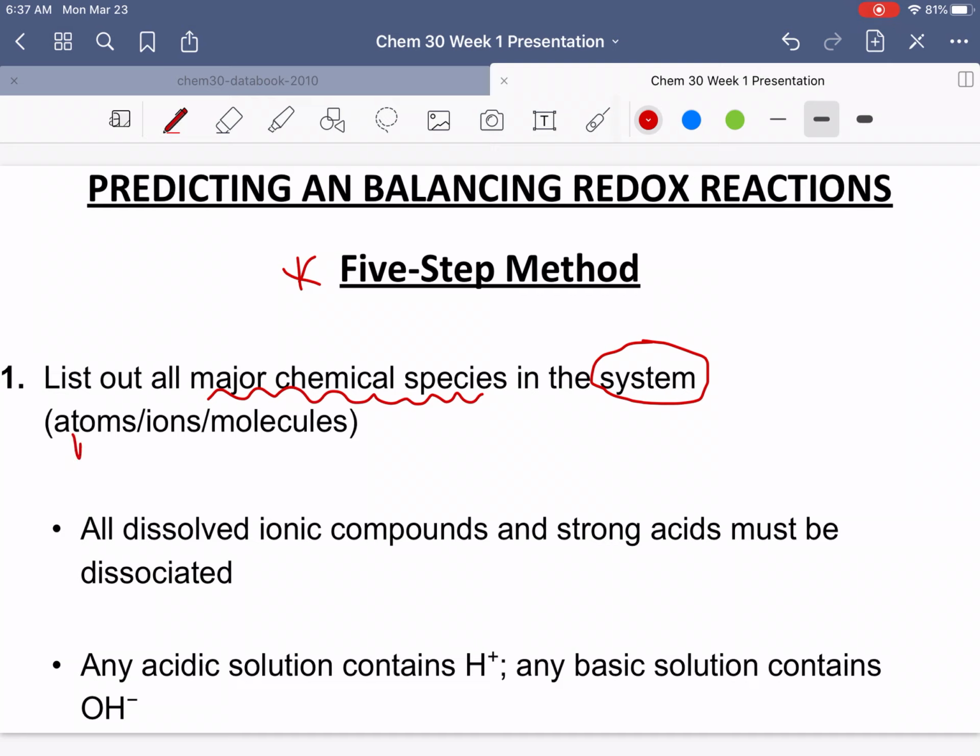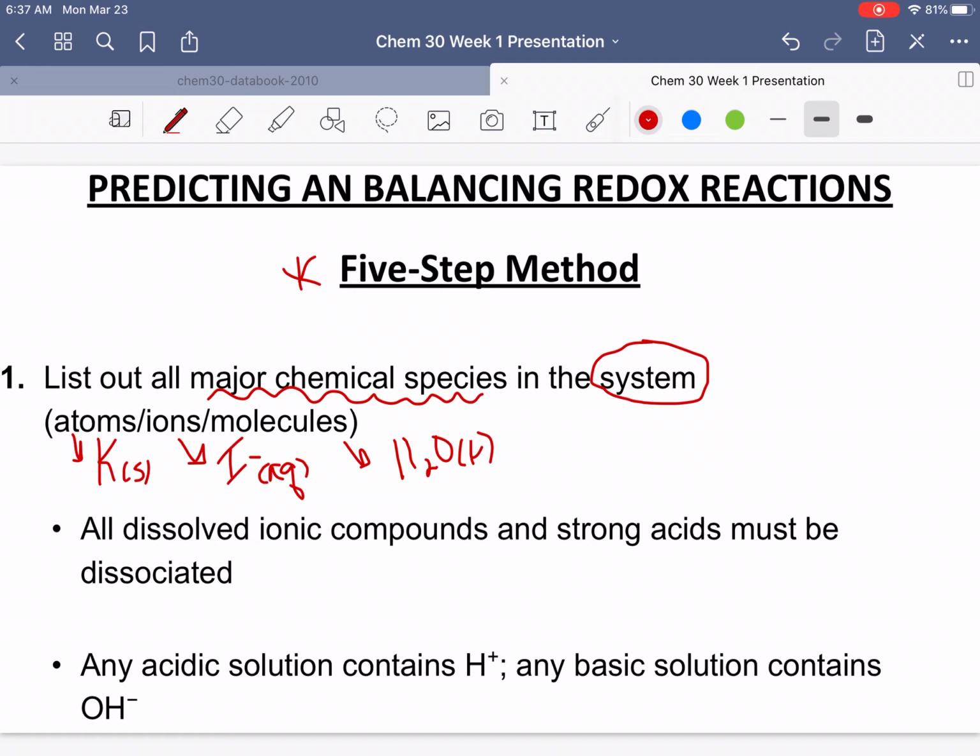When it says atoms, for example, we're talking about specific individual atoms like potassium. When it says ions, it's exactly what you'd expect. Maybe you have an iodide ion, right? Usually your ions are going to be aqueous. Molecule could be something like water, right? Lots and lots of options here.